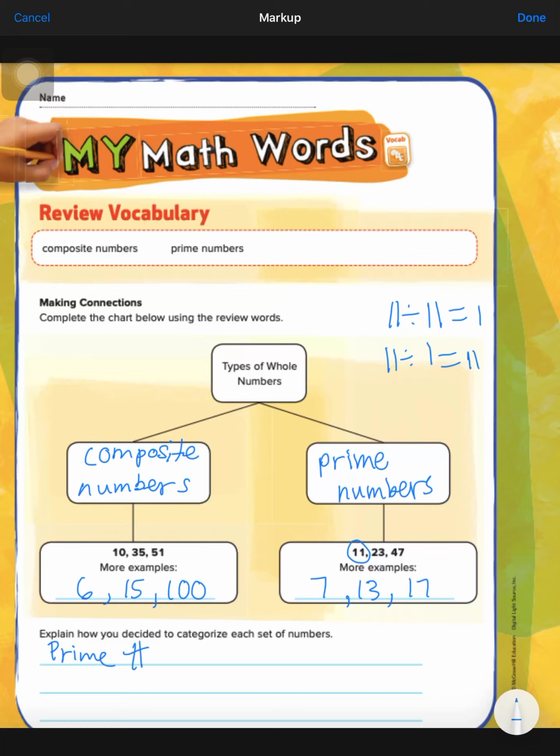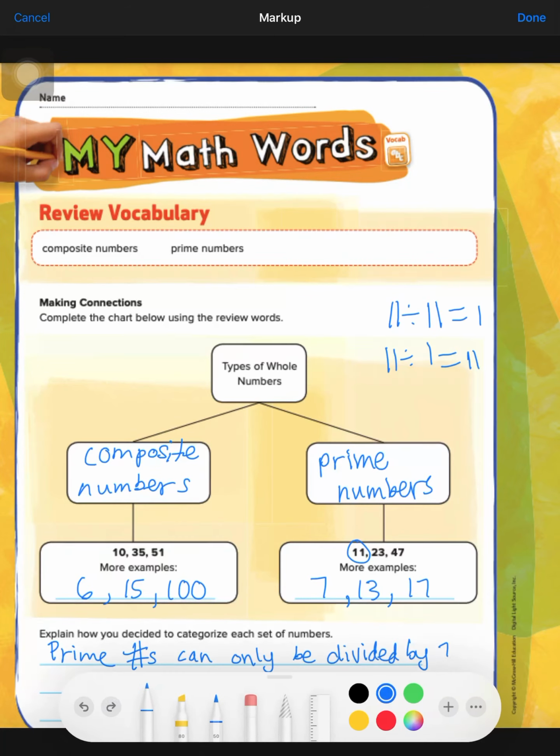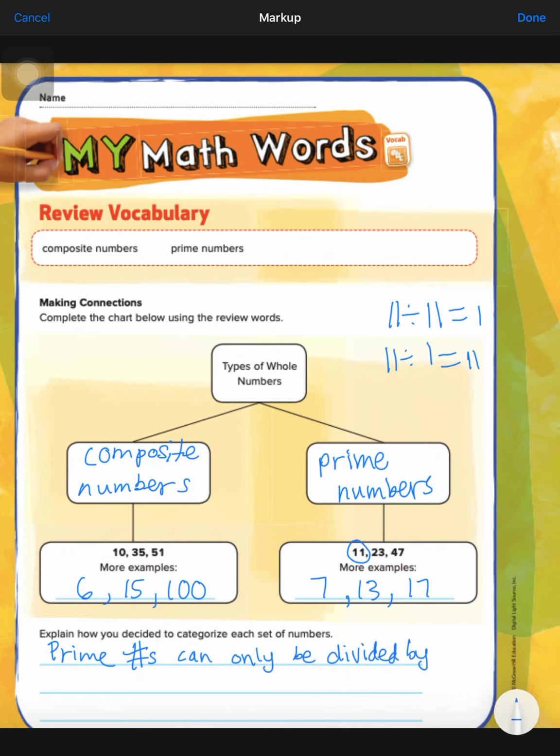prime numbers, I'm going to do the hashtag symbol. Prime numbers can only be divided by 1 and itself. I'll give you time to write. And I'm going to box that in because that is so important for us to remember.